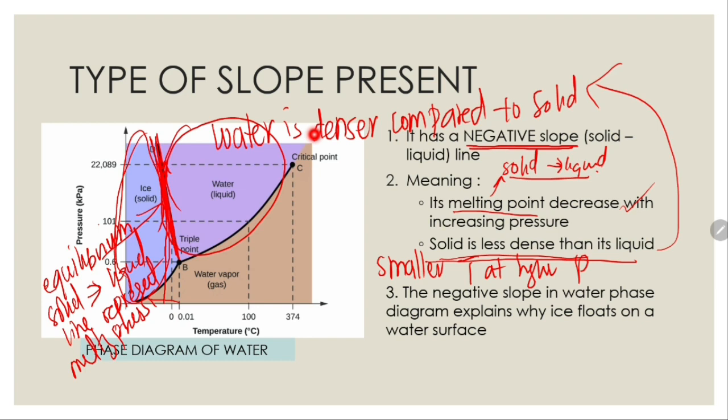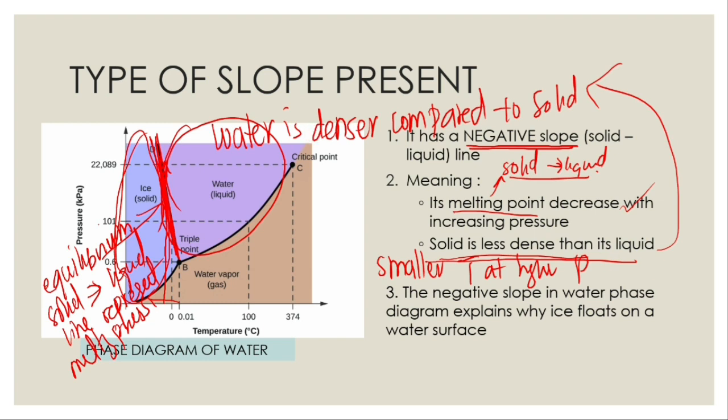Indirectly from this phase diagram, we believe that ice, or solid, is less dense than water. That's why when we put ice in a cup of water, we can see the ice floating instead of sinking, because solid ice is less dense compared to its liquid. Okay, so this one is for negative slope.